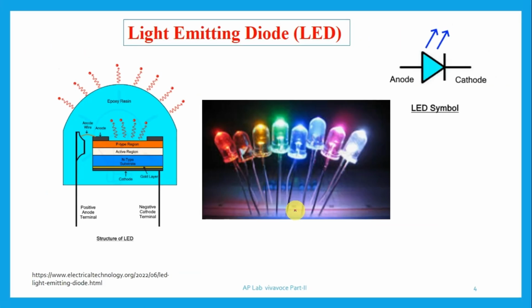Light emitting diode. Here we can see different colored light emitting diodes, and the symbol will be this. It is like a normal PN junction diode, with rays coming out of it. We can see the structure of an LED, light emitting diode. Basically it is a PN junction diode. It consists of a P region and an N region, that is P-type and N-type semiconductors, and there will be an active region. It is encapsulated in epoxy resin. Whenever we supply the voltage, light will be generated and that light will be emitted through it.